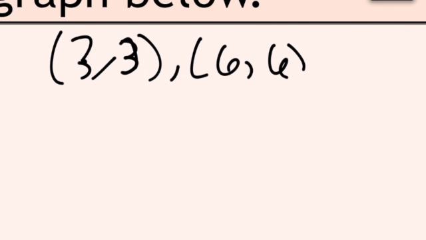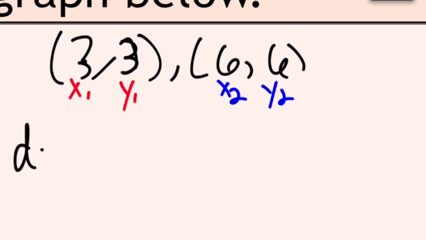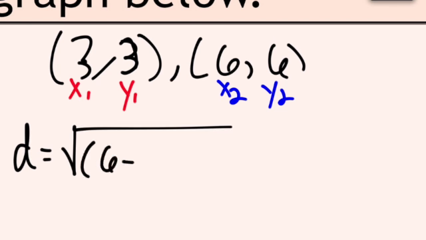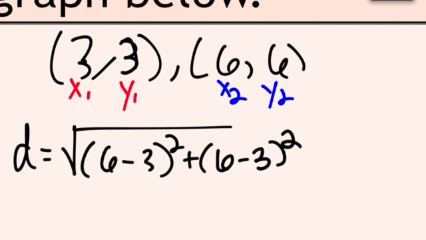So it doesn't really matter how you label these. Whoops, that should be y1. x2, y2. Let's just punch this into the distance formula. Distance formula is equal to the square root of my x2 minus x1 squared plus my y2 minus my y1 squared. And again, the order doesn't really matter, as long as you're consistent with it, then you'll be fine, right?